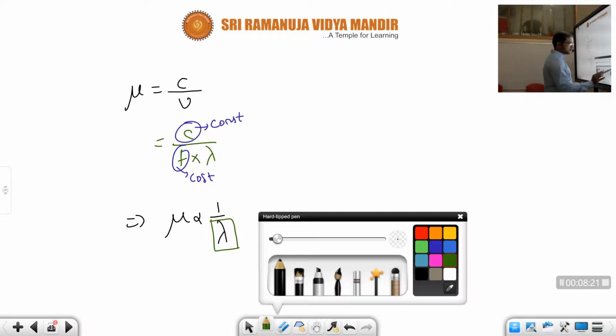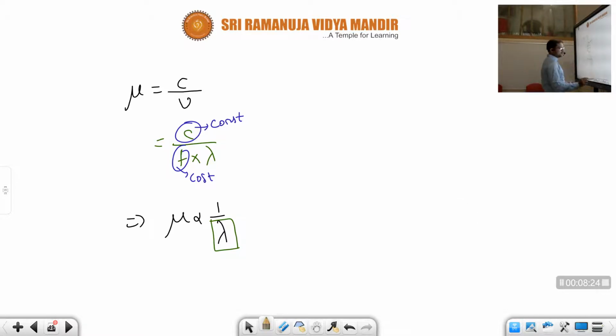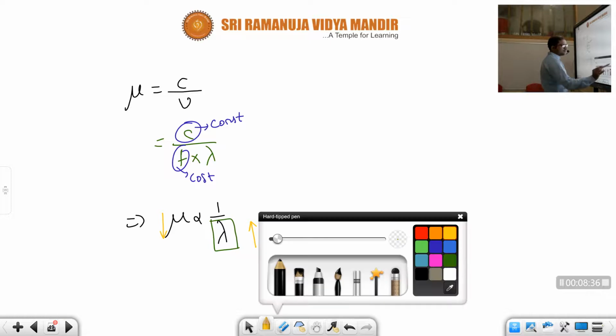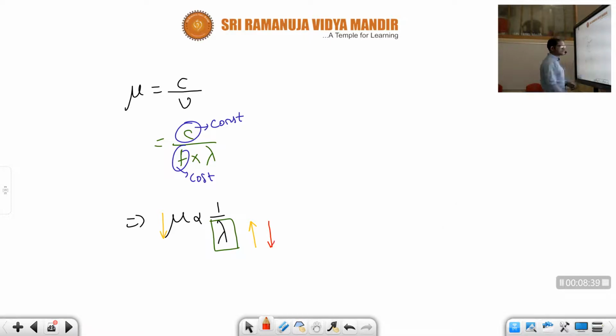So from here you can clearly see, if wavelength of light is more, then refractive index will be what, children? Less. Similarly, if wavelength of light is less, what about refractive index? More. Earlier the discussion was done on the relation between refractive index and speed, how refractive index of light changes with speed. Now, how does refractive index of light change with respect to wavelength of light?